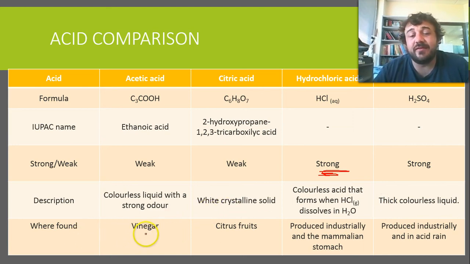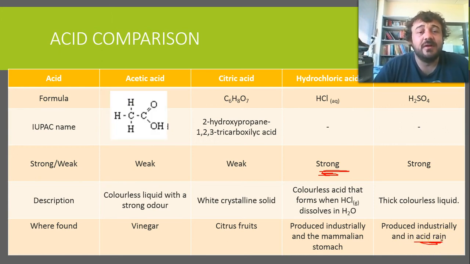So where do we find them? We basically find them in vinegar, citrus fruits. And this one lives in the mammalian stomach, or our stomach, and is produced industrially. And this one we see in acid rain, which we've talked about already, as well as from industrial production.